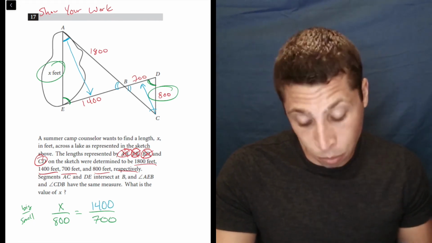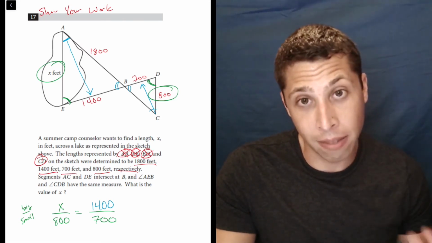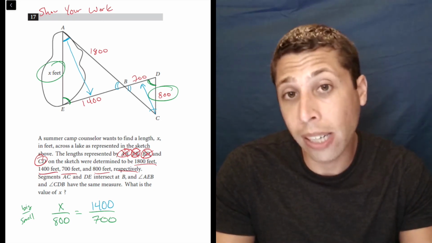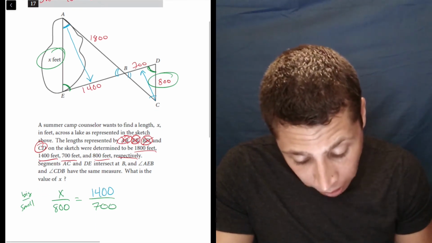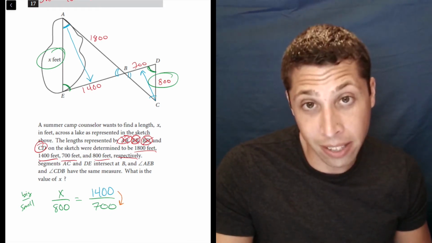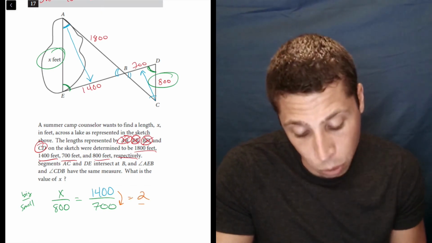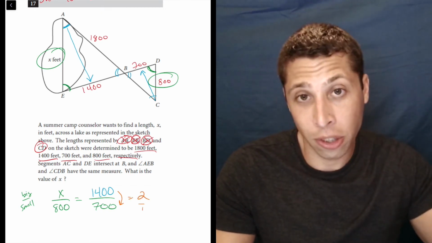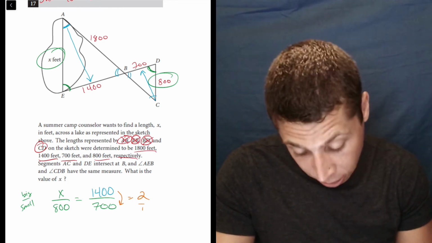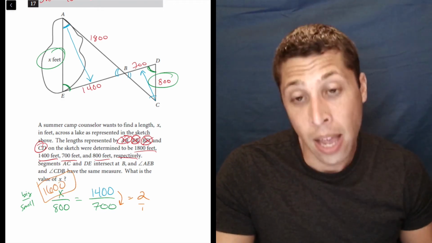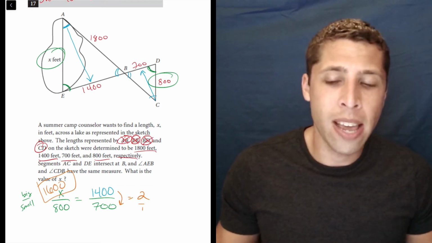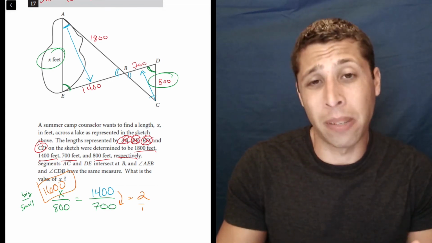And now without a calculator, we might be tempted to cross multiply here and deal with the big numbers, but we can avoid that. There's lots of ways to avoid it. The best is to just recognize the proportion, right? 1400 divided by 700 is 2, or 2 over 1. So that's the proportion, is that the top number is double the bottom. So what's double 800? 1600. And that's the answer. So this feels a lot more complicated than it actually is, and I think I went even deeper into the explanation than I needed to.